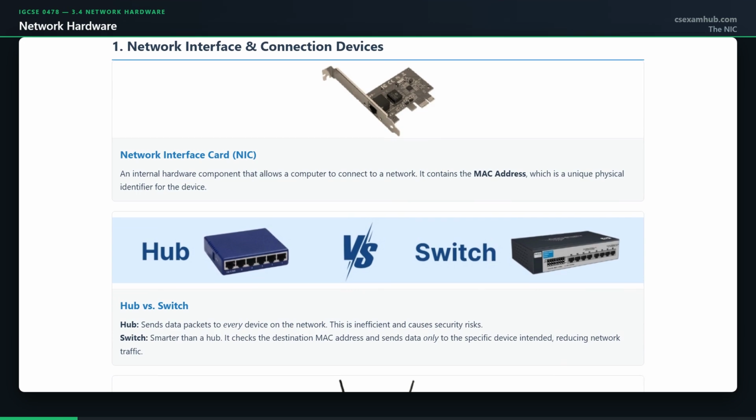The network interface card, the NIC, is the component that allows a computer to connect to a network at all. It is internal hardware, these days built into the motherboard rather than being a separate card, and it converts the computer's data into signals suitable for the transmission medium and back again. The point the syllabus cares about is that the NIC contains the MAC address, the unique physical identifier of that device, assigned by the manufacturer and fixed in the hardware. That address is the subject of the next lesson, so for now just fix the association. MAC addresses live in the NIC.